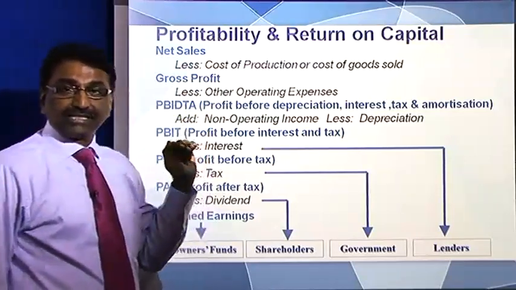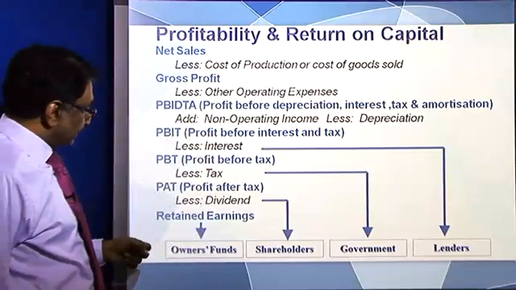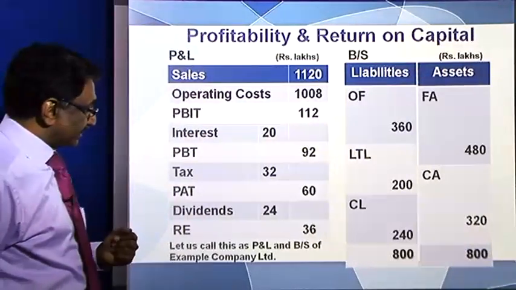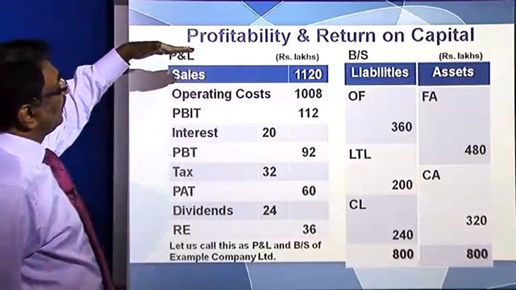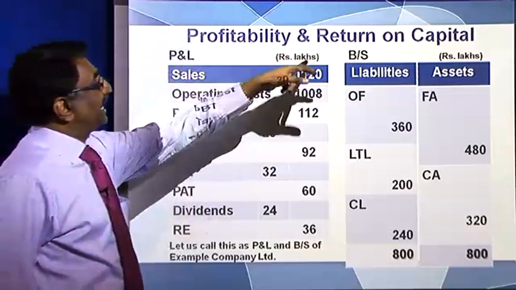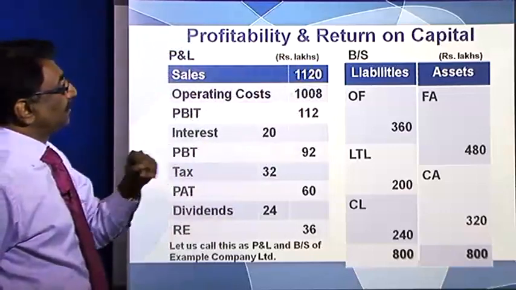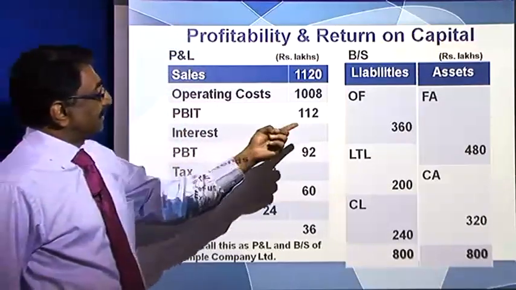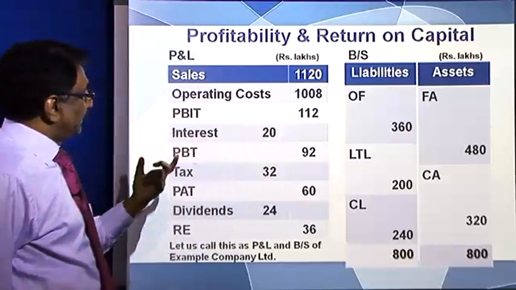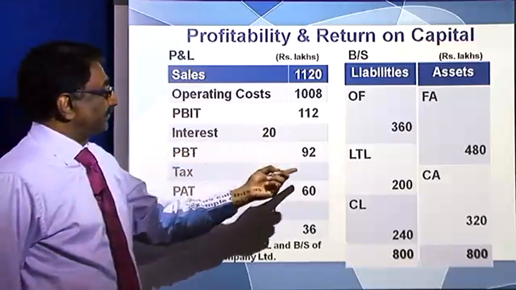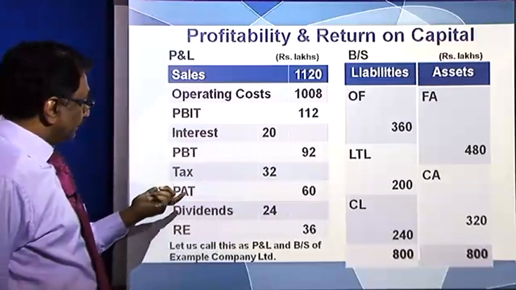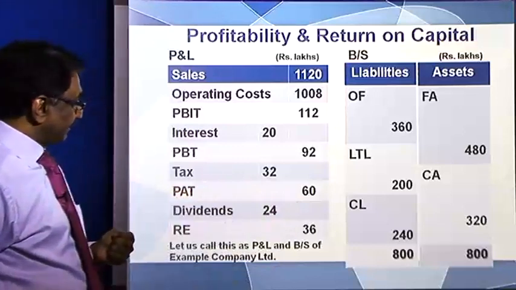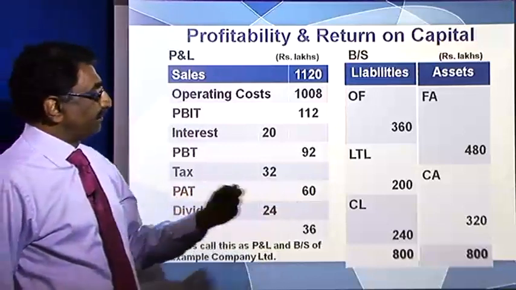So, once we have understood this, let us move on to the actual understanding of the ratios through an example of a company. Let us call it Some Example Company Limited, where we have the sales figure, all in lakhs, of 1120, operating cost of 1008, a PBIT, that is profit before interest and taxes, of 112, an interest outgo of 20, a profit before tax of 92, a tax of 32, a PAT, that is profit after tax, of 60, out of which dividend paid is 24 and the retained earnings is 36.